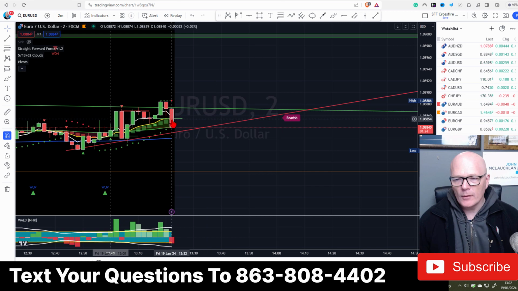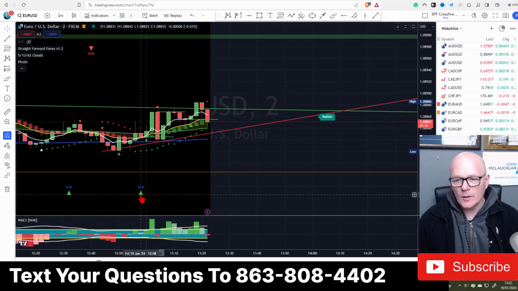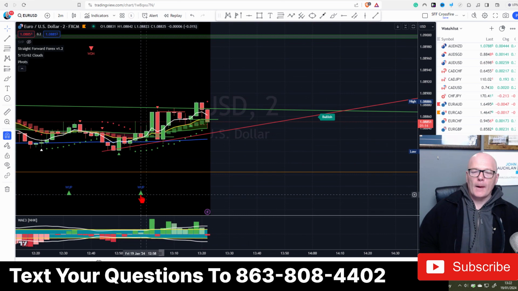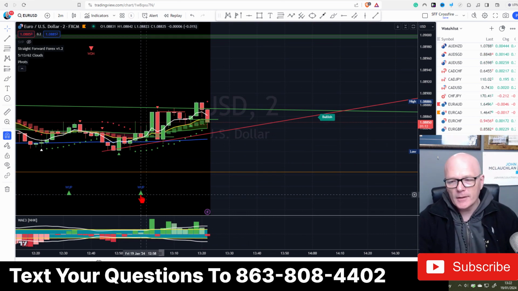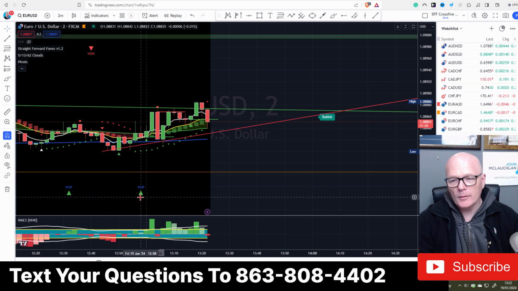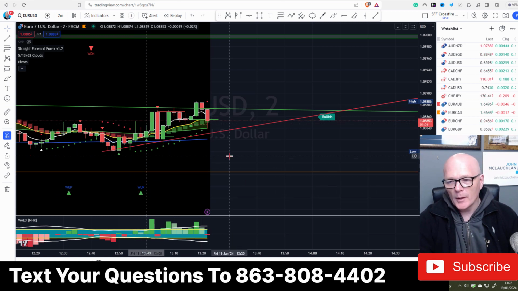See, what we're looking for is if this came down, and obviously it's just flipped the PSAR, so the PSAR is now red, and currently we're still in a wave up. So the straightforward Forex indicator is the first thing we look for. We're in a wave up. It's telling us get into buys, but it's going the wrong way. So we've got a conflict there, so we stay out.